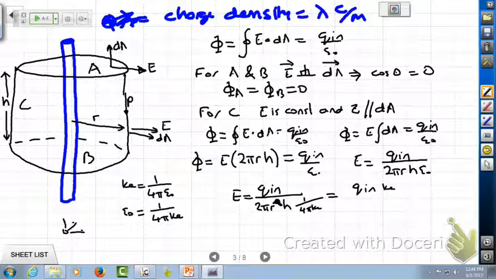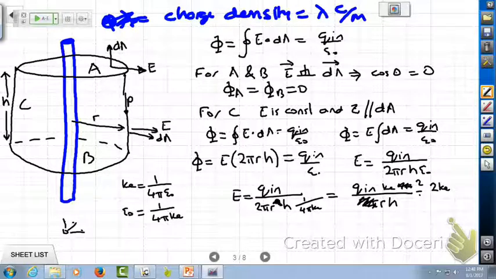So that's going to be Ke times 4 pi, that's that bit taken to the top, over 2 pi R times H. So let's have a look. The 2 pi cancels with that, leaving 2. So this is 2 Ke Qn over RH. Did my R cancel? No.